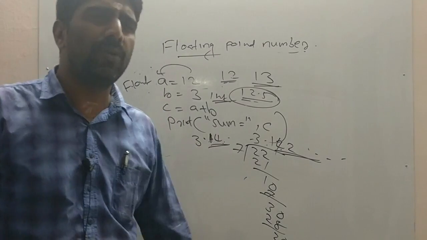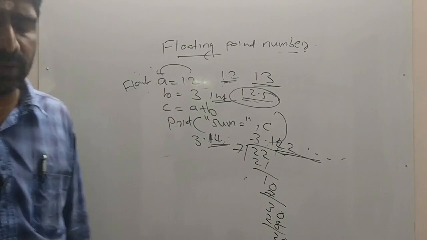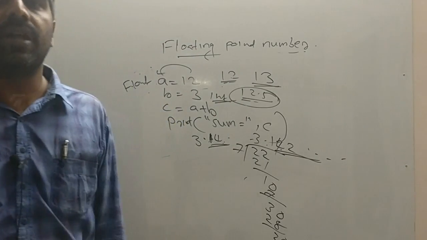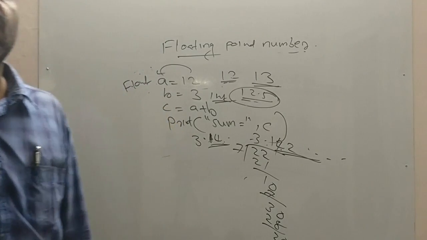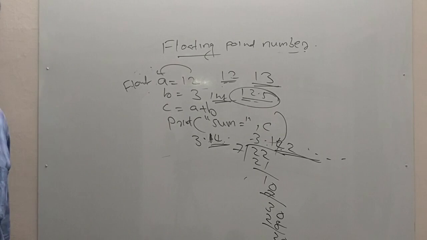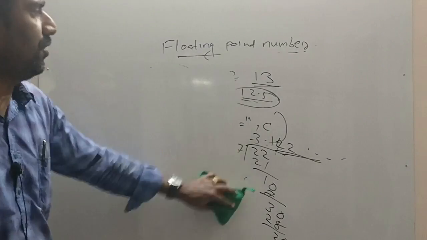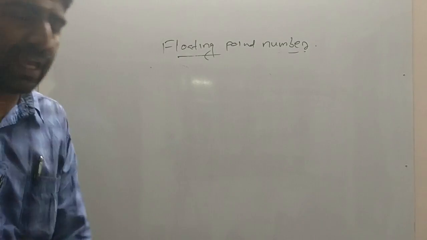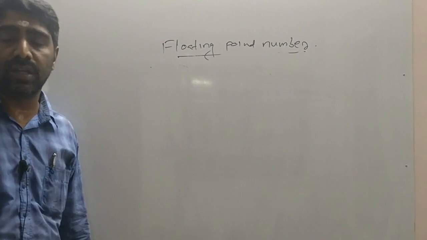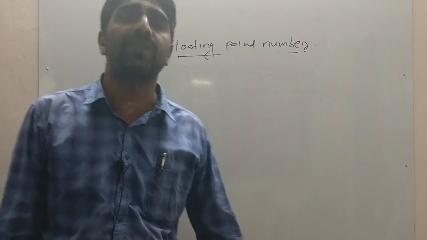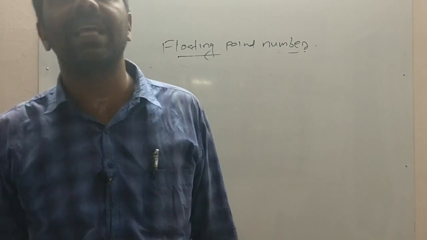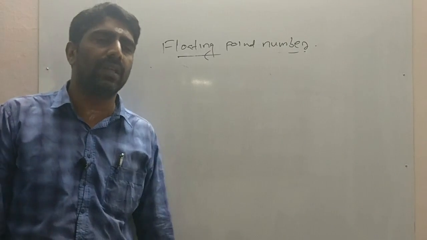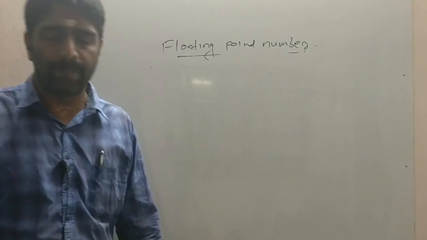This last one is not an advantage, it's a feature of floating point values. Floating point numbers can be written in two forms: one is a fractional form and another one is an exponent form. We can express a floating point number in these two forms, fractional form and exponential notation.